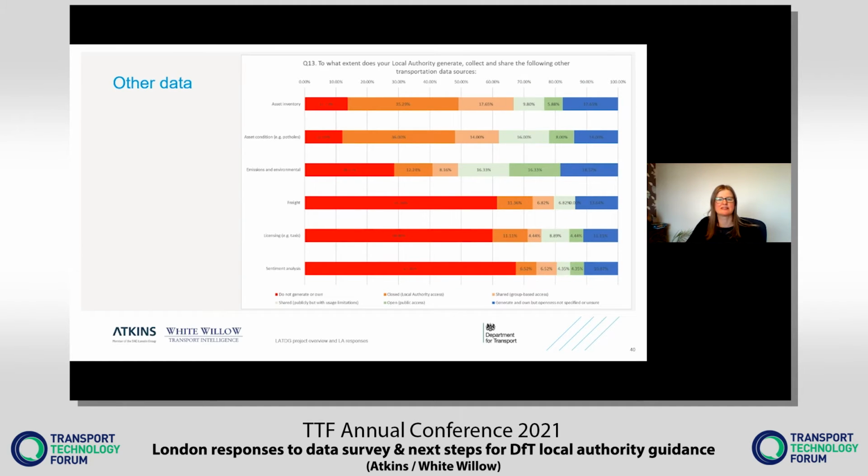So this is the last one, and it just shows other types of data. Of all these other types, emissions data is most likely to be shared, whereas freight, licensing, so that's things like taxis, and sentiment analysis are least likely to be owned or generated. Okay, on to the next slide.